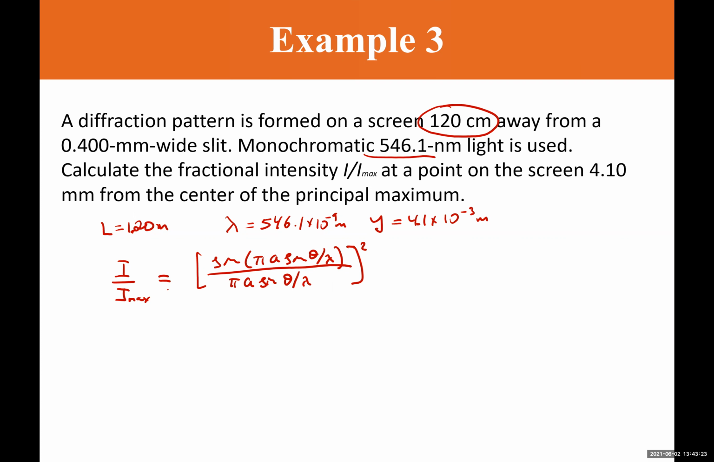One of the things we want to know here is sine of theta divided by lambda. If we can calculate that, then we should be able to get that. By the way, in this equation the argument is not theta divided by lambda, it is the sine of theta divided by lambda, and I want to make sure that you are aware of that.